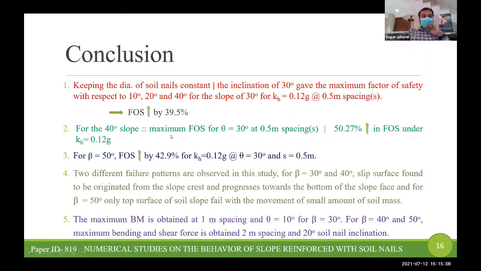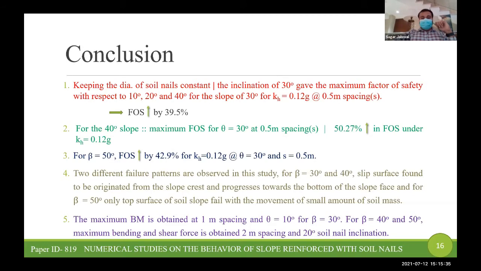I would like to conclude my PPT. The first conclusion is, keeping the diameter of the soil nail constant, the nail inclination of 30 degree gives the maximum factor of safety with respect to beta equal to 10 degree, 20 degree, and 40 degree. For KH equal to 0.12 g at 0.5 meter spacing, the FS has been increased by 39.5% than that of the static condition.